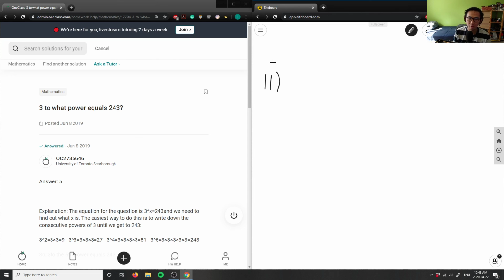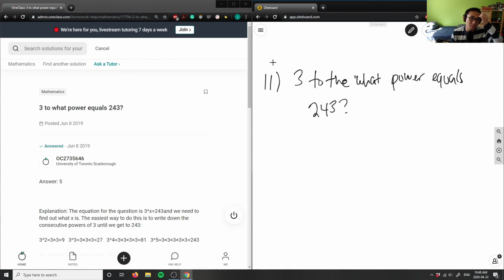It says 3 to the what power equals 243. Their answer was 5, and they wrote down an equation and used the guess and check method. I'll write their solution first, and then I'll write down a cheat way. If you're in higher mathematics, you would definitely not use trial and error here. So the equation says 3 to the what power, I'll say x, equals 243.